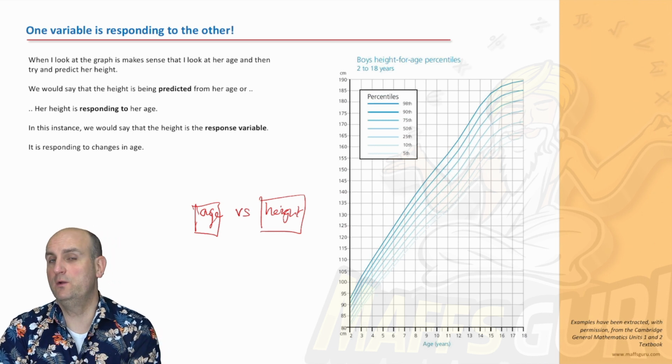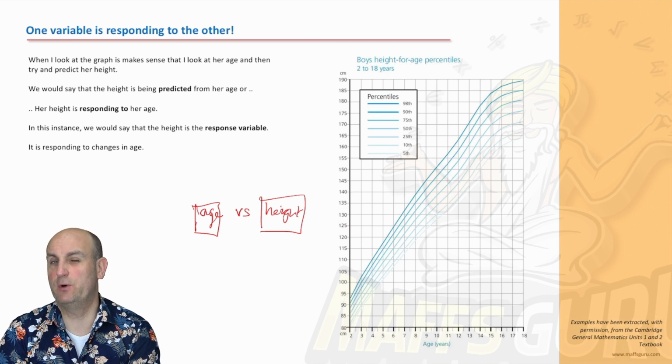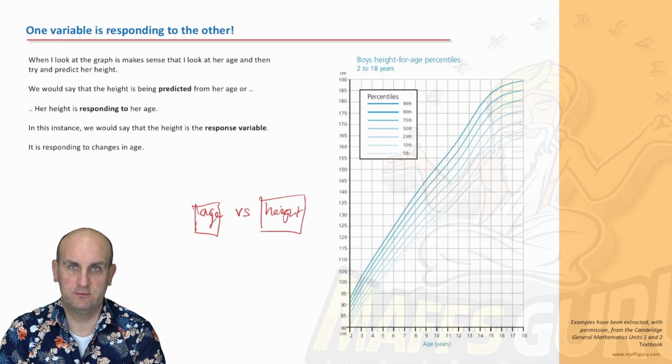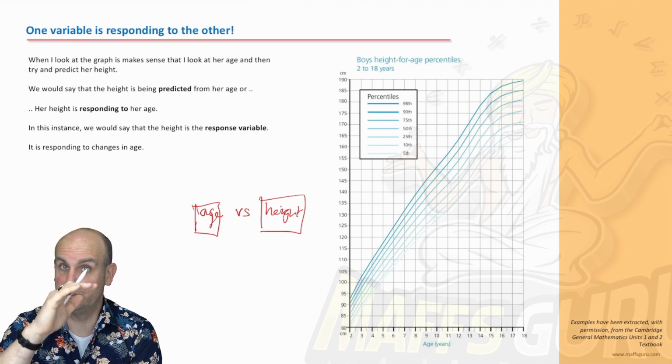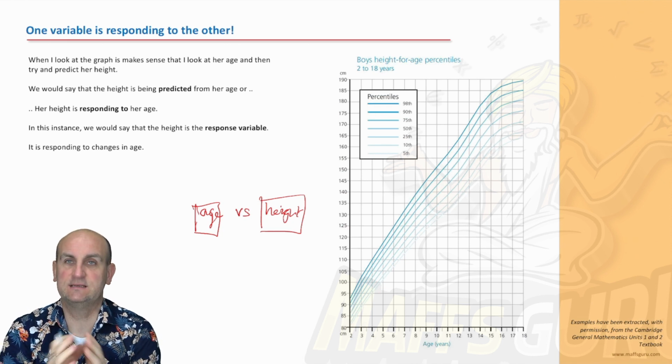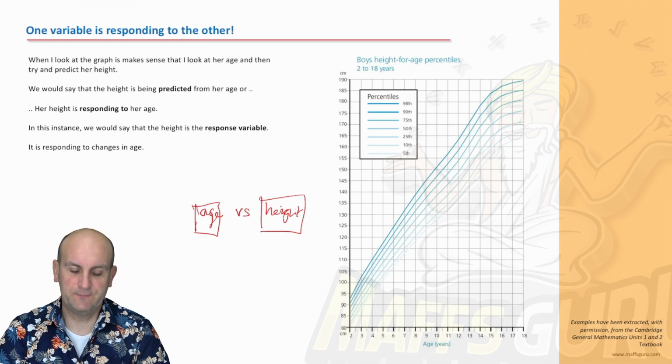The other word we can use is responding. Her height is responding to her age. The older she's getting, the taller she's getting. It wouldn't make any sense to say the older she's getting, the shorter she's getting, although that's what I'm effectively doing. Moving on. But height is responding to the age.